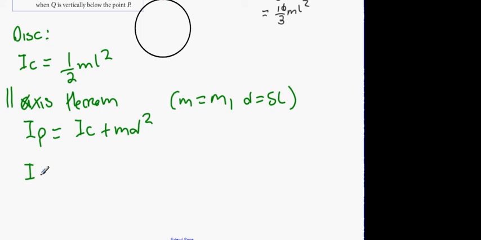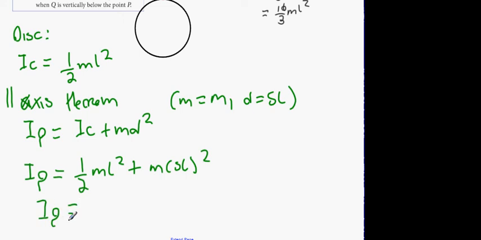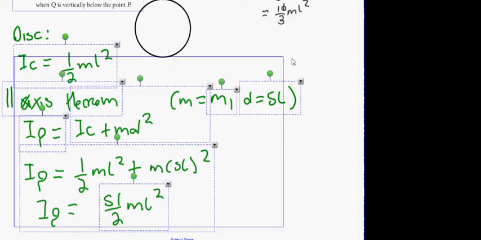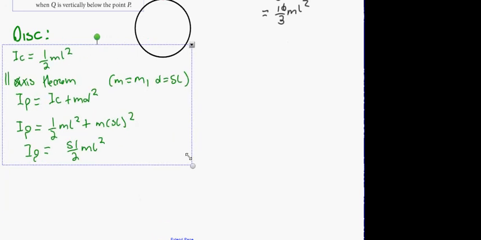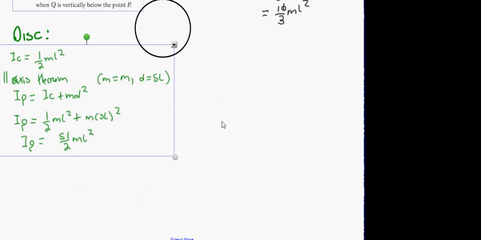Okay, let's get stuck in now. IP equals 1/2 ml squared plus MD squared, which is going to be M times 5L squared. What's IP, anybody? It's going to be 25 plus a 1/2, which is 51/2 ml squared. Okay, that's this part here. Okay, that's that part done there.